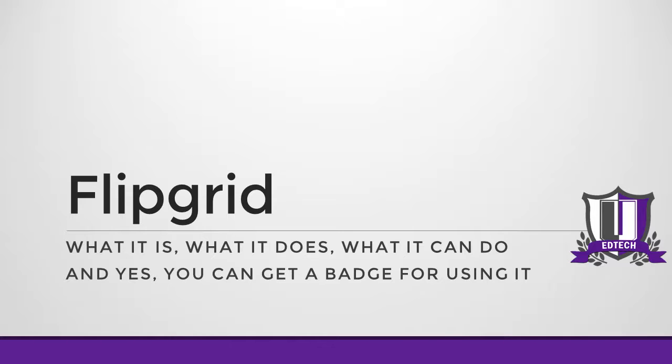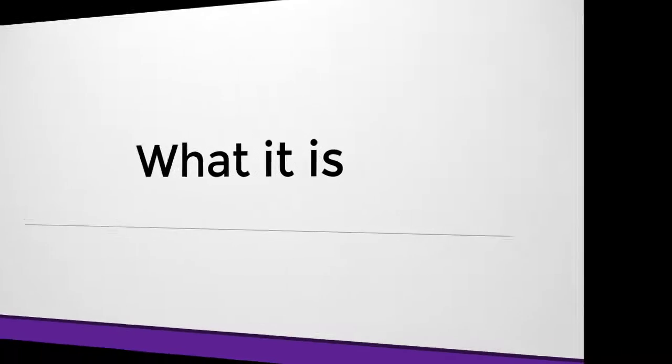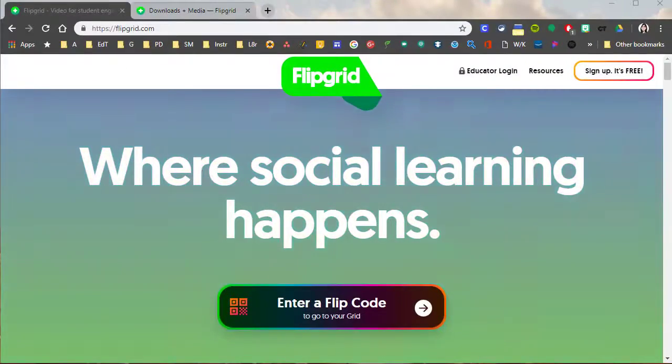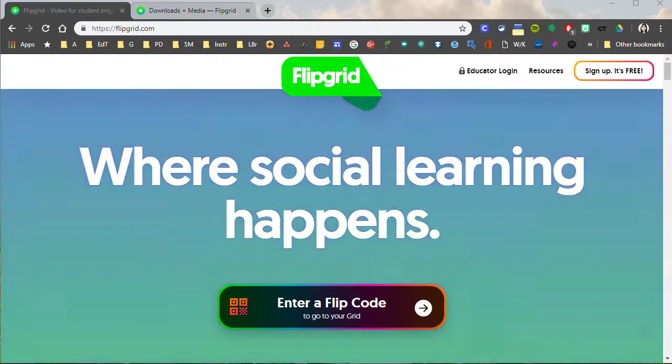What it is, what it does, what it can do. And yes, you can get a badge for using it. So let's talk a little bit about what it is. Flipgrid calls itself a place where social learning happens. What does that mean? It means that in this one place you can pose a question and your students can respond in a video. They can then respond to each other, thus the social learning.